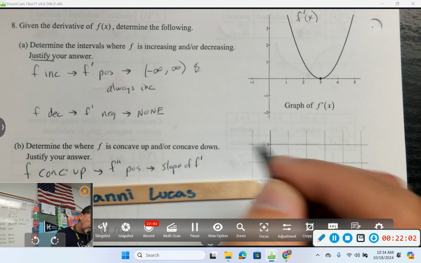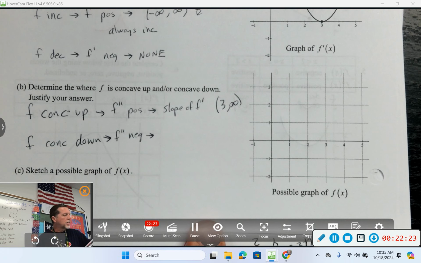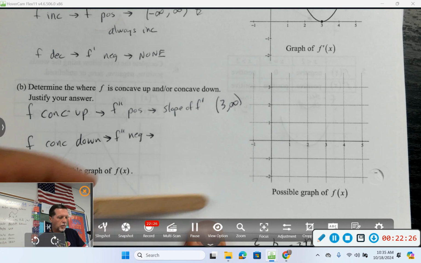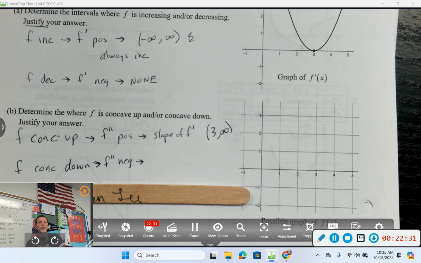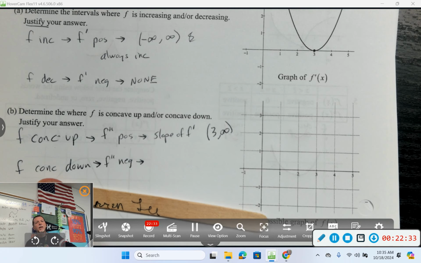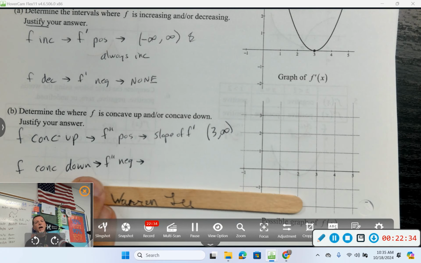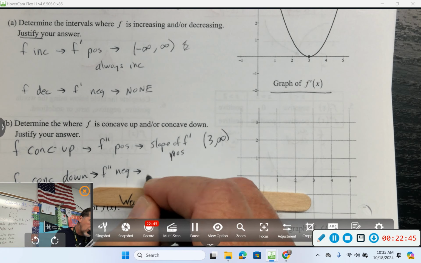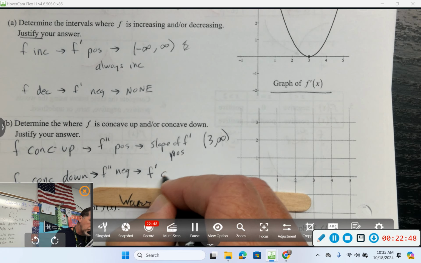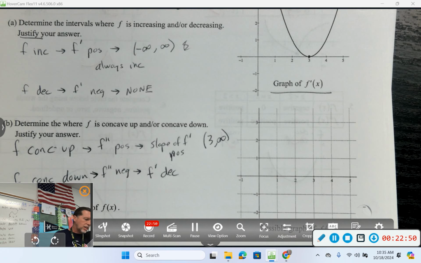And then f is concave down when f double prime is negative. But what would I be looking for, Warren, if I want f double prime to be negative, but I've got a graph of f prime? How do I know where f double prime is negative if I've got the graph of f prime? Slope of f prime. Good. So I want the slope of f prime to be negative. Or you could phrase it this way. You want f prime to be decreasing. It's another way to phrase that.